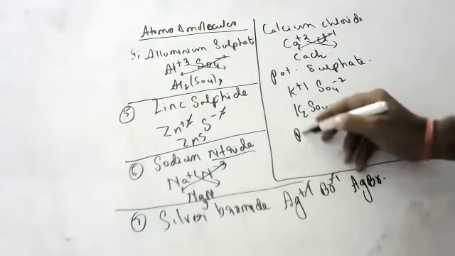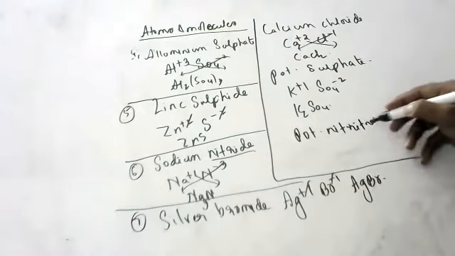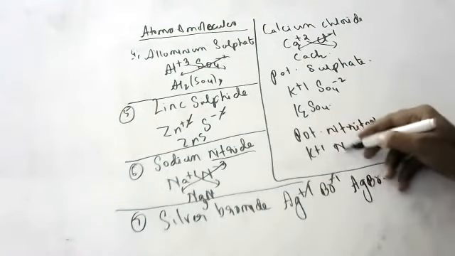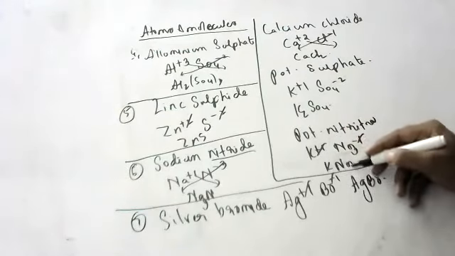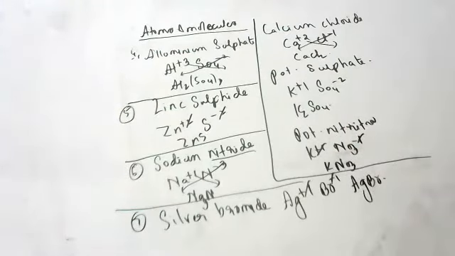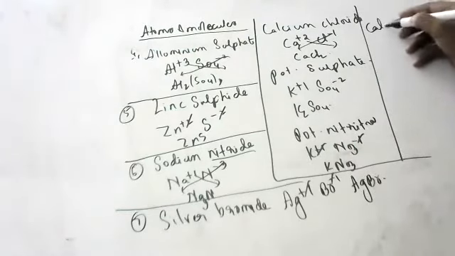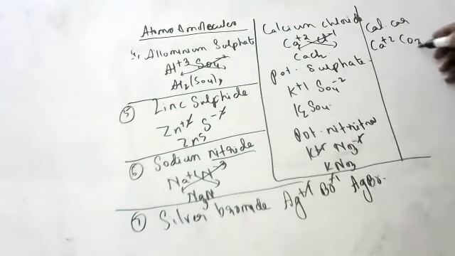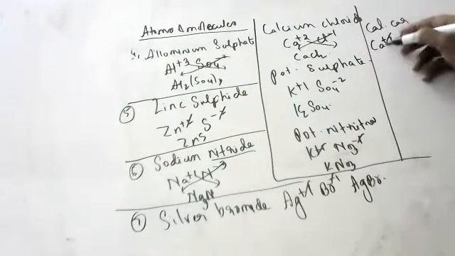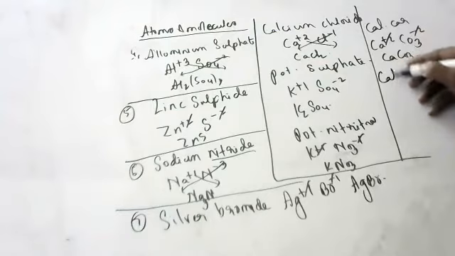Potassium nitrate. K plus, NO3 minus. Plus one, minus one cancel. KNO3, potassium nitrate. Calcium carbonate. Sir, Ca plus 2, CO3 minus 2. So the 2 cancel: CaCO3, calcium carbonate.